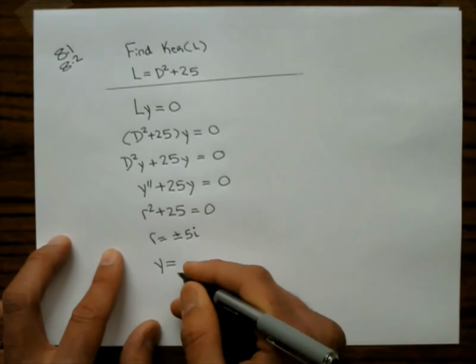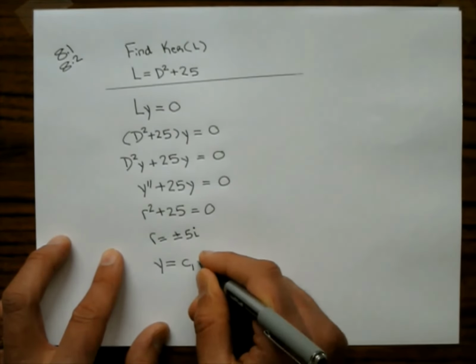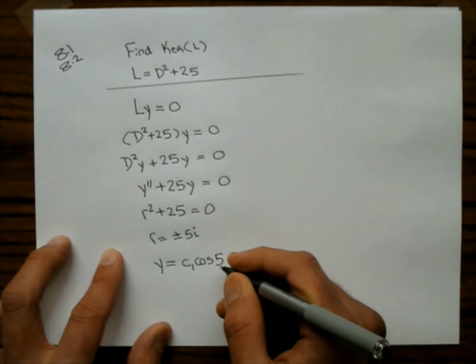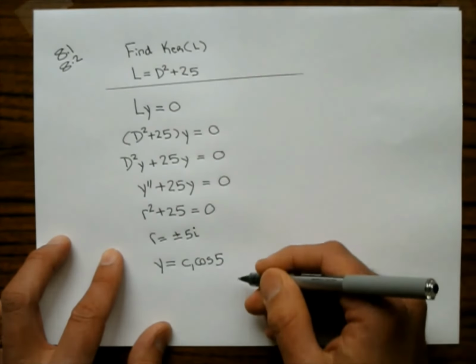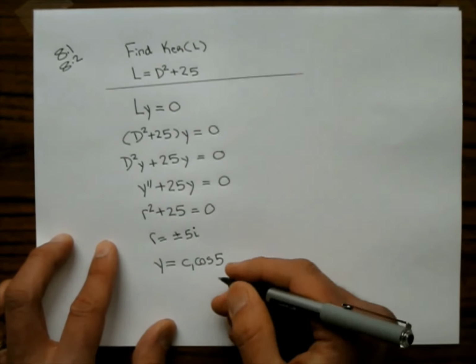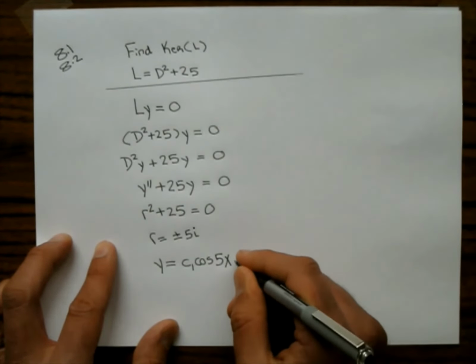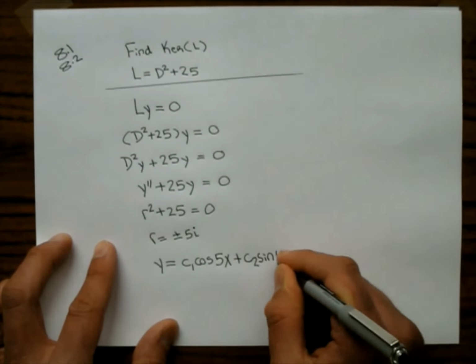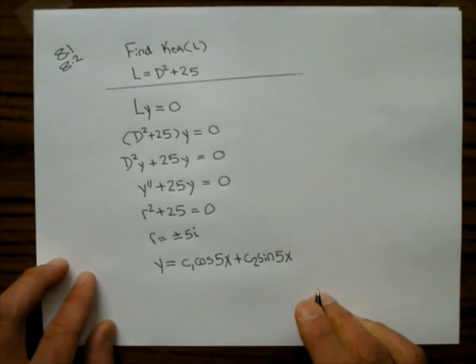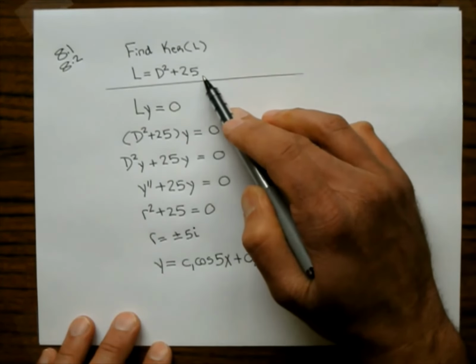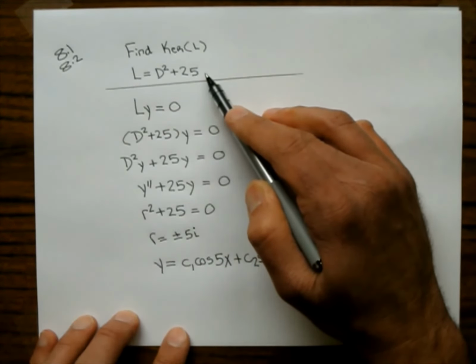Y equals c1 cosine 5, now we were never given what our variable is that we're taking the derivative of, I'll just use x's, plus c2 sine 5x. Okay, so this is actually a linear algebra problem. It's asking you to find the kernel of this linear transformation.